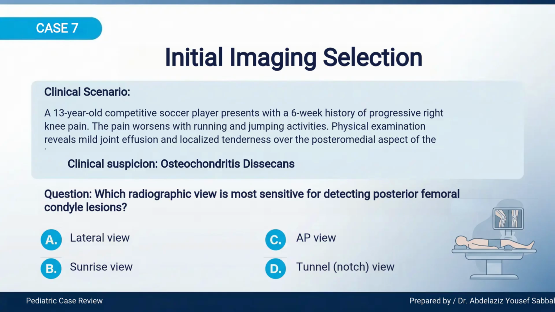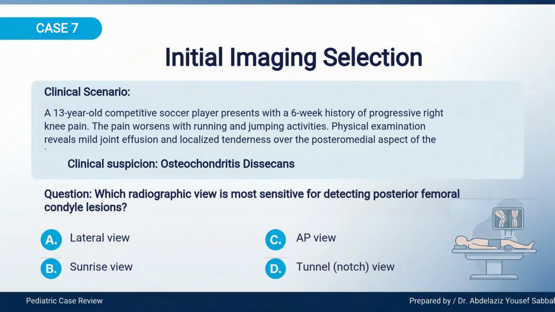Case 7. Initial imaging selection. A 13-year-old competitive soccer player presents with a 6-week history of progressive right knee pain. The pain worsens with running and jumping activities. Physical examination reveals mild joint effusion and localized tenderness over the posteromedial aspect of the knee. Clinical suspicion is osteochondritis dissecans. Which radiographic view is most sensitive for detecting posterior femoral condyle lesions?